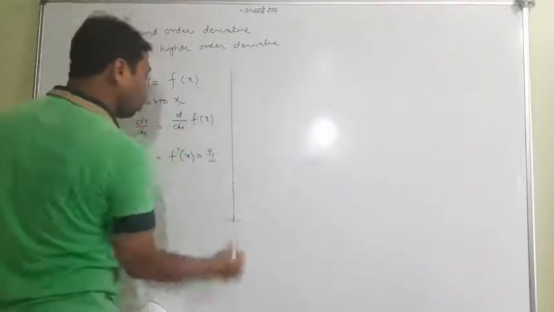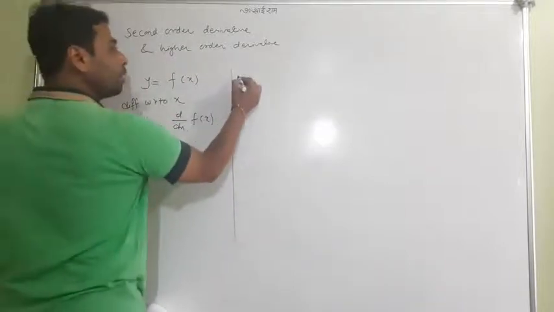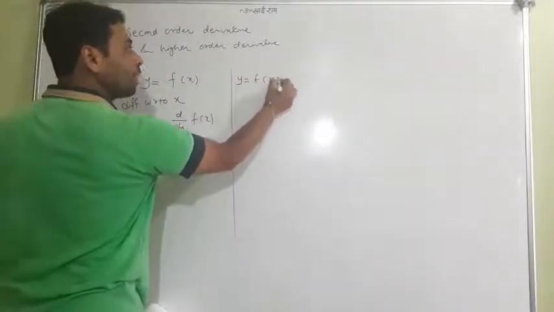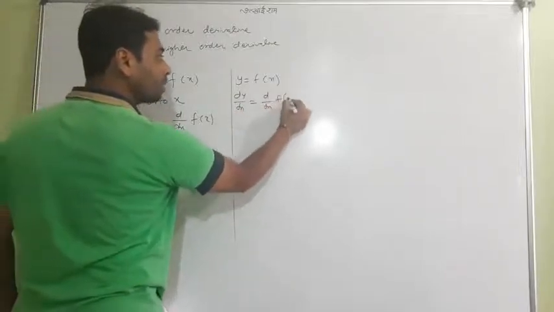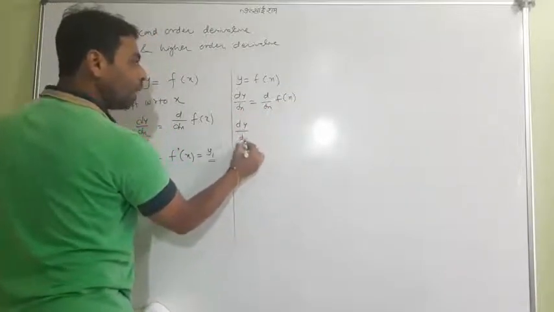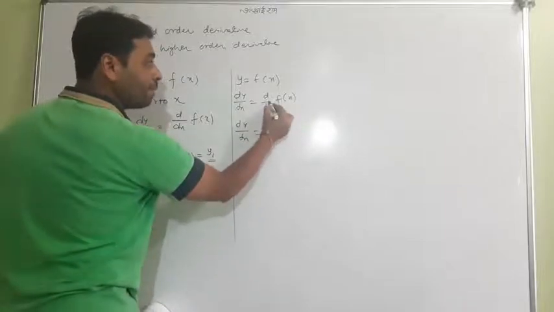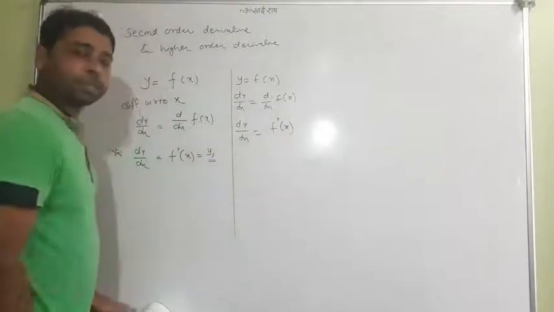I want to stop myself here and tell you that it was f of x. No matter at all. You did dy by dx. You got d by dx of f of x. You know that the differentiation of f of x is expressed by f dash x.